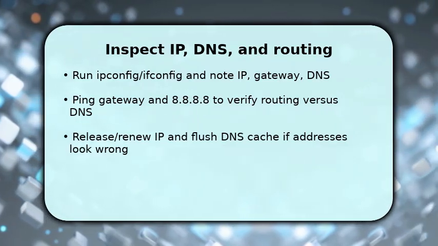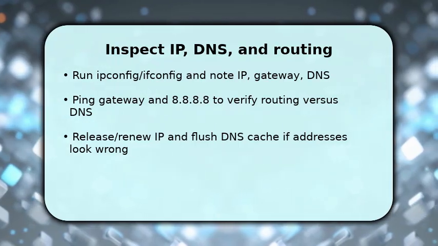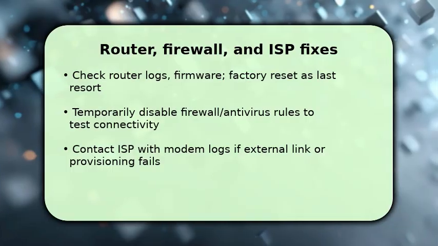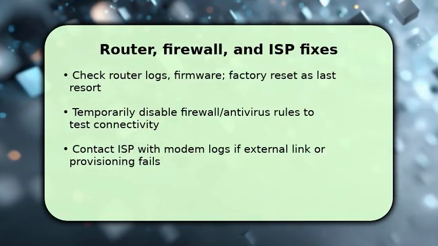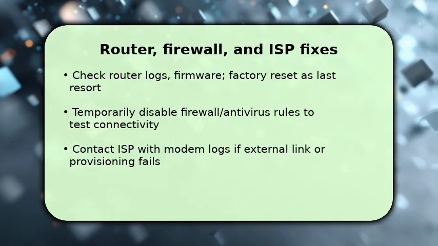If your IP seems self-assigned, finish by validating the middle and outer path. Examine your router's logs and firmware version, and reboot or update firmware if available. Factory reset only when necessary and after backing up settings.